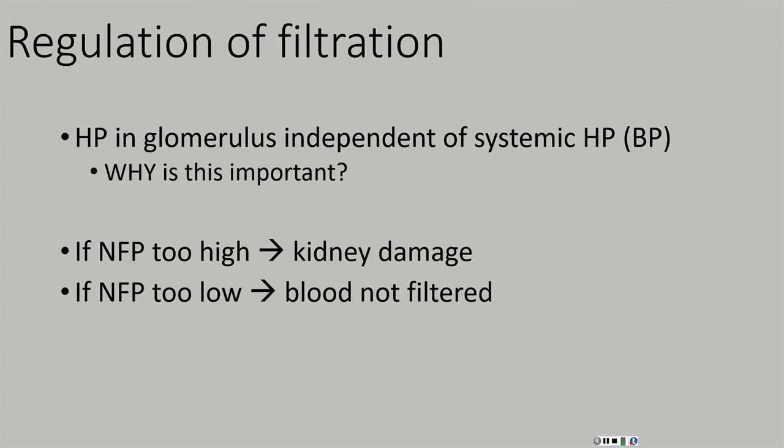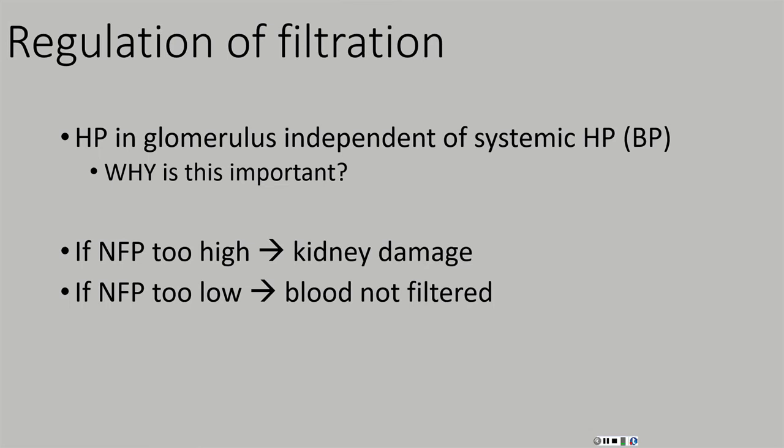So that hydrostatic pressure in the glomerulus is going to be really, really important. We need it to remain relatively constant. We don't want it to fluctuate from that 10 mmHg very far at all. The hydrostatic pressure in the glomerulus is actually independent of your systemic hydrostatic pressure, or your blood pressure. We don't want your blood pressure going up or down to affect the hydrostatic pressure inside the glomerulus, inside Bowman's capsule.